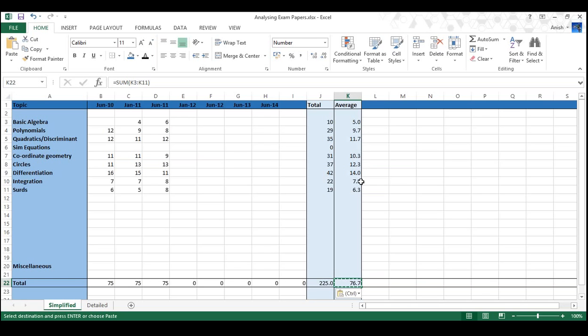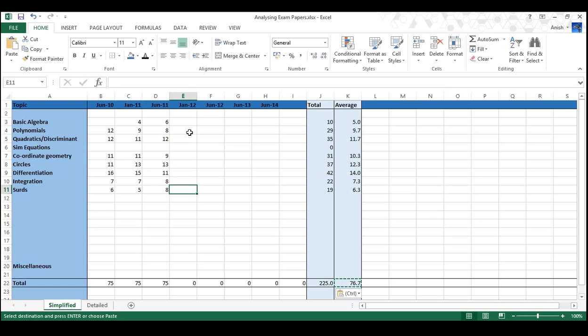Integration has come up on every single paper so far, and surds has come up on every single paper, averaging 6 marks. So as you do more papers, your results become more average. If I was now to predict these, I could use the average ones and say there's probably going to be 5 marks on this, 10 marks there, 12 marks there, 10 there, 12, 14, 7, and 6. Obviously, the more papers you analyze, the better your prediction.